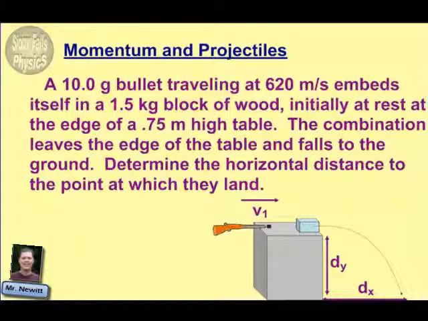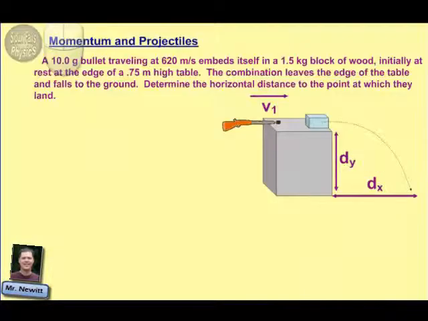So here's the situation. We've got a 10-gram bullet traveling at 620 meters per second. It embeds itself in a 1.5 kilogram block of wood. Initially, that block of wood's at rest on a tabletop, and we know how high the table is there. What we're interested in is how far horizontally that block and bullet combination end up landing off the edge of the table.